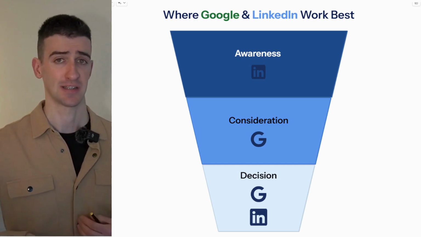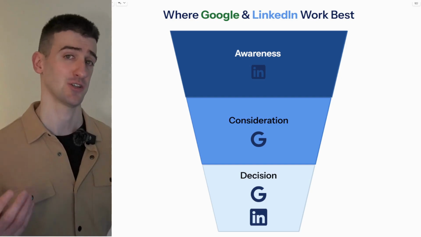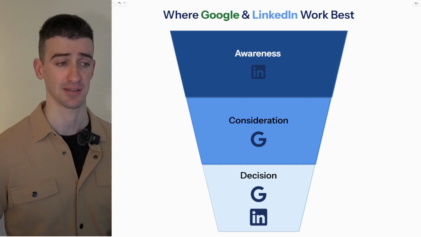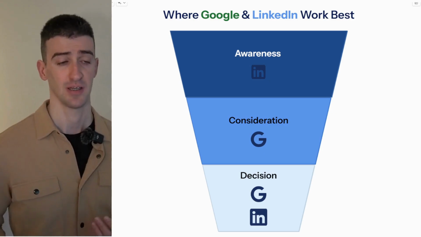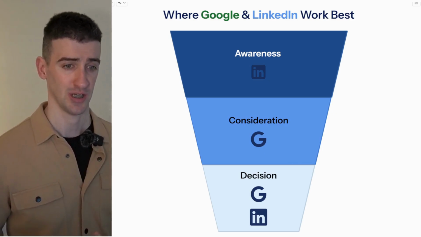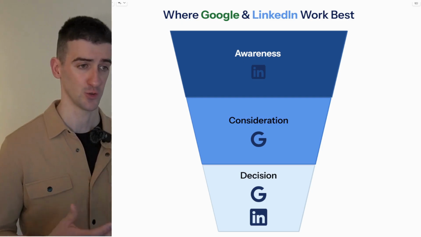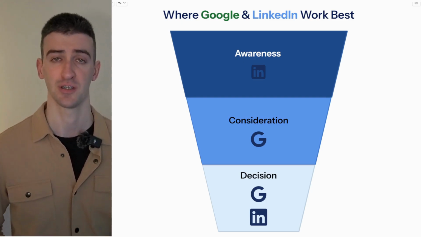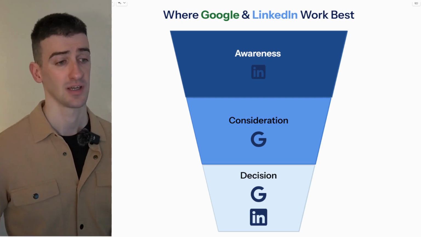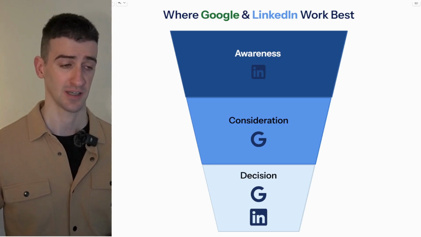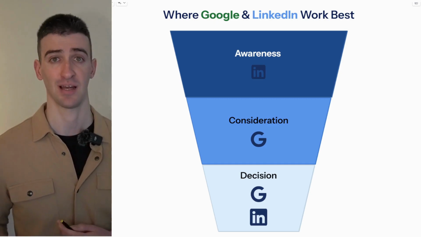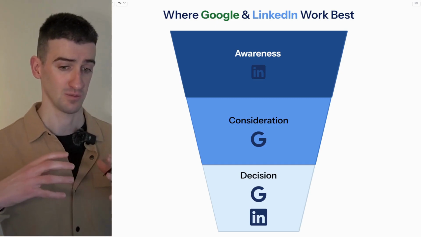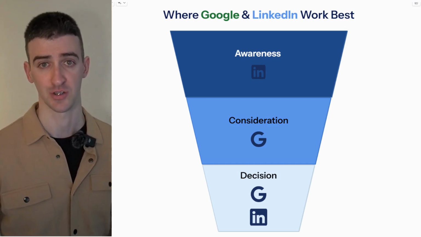You're showing your ads to your ICP and you're creating that demand generation for your SaaS brand. When it comes to Google and consideration, this comes out on top as you're showing search ads to people that are actively Googling for a SaaS, for a solution. They're evaluating their options. And when it comes to the decision phase, actually both channels work here. And the best SaaS brands run ads to both platforms for the decision stage.